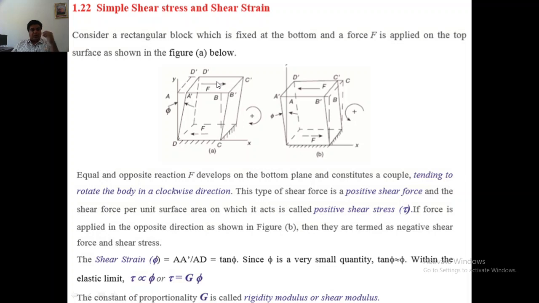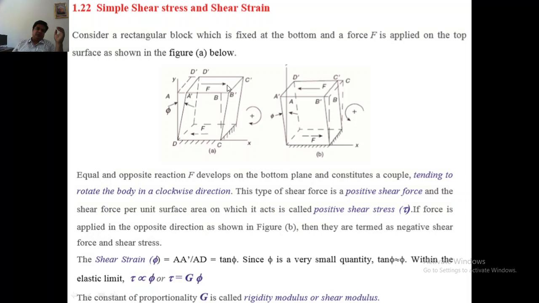Whereas if you take the normal, or what is called the tensile or compressive force, they will be acting perpendicular to the area on which they are applied. So the normal force, the force which is acting perpendicular to the surface area, produces normal stress. Similarly, this force which is acting along the surface of the element or along the surface of the component is called the shear force.